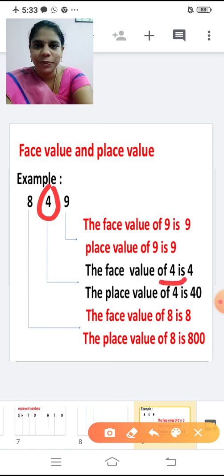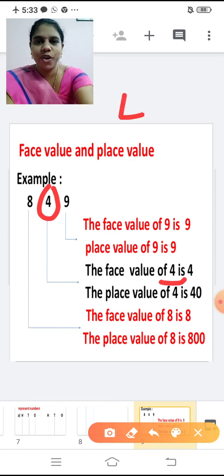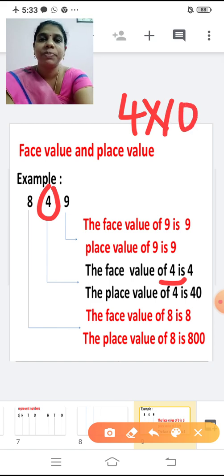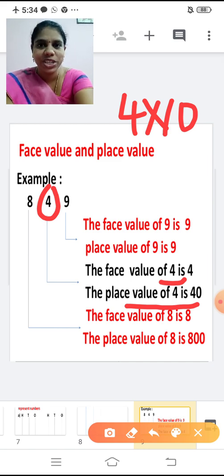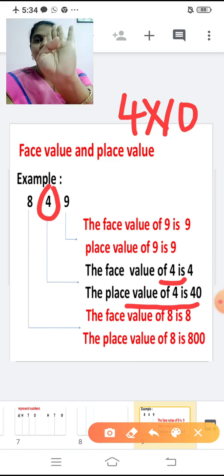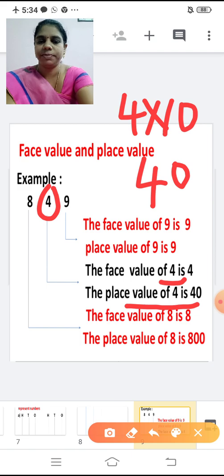What is the place value? It is in which place? It is in tens place. So that means place value of 4 is 4 into 10. It is in tens place. 4 tens. That means 4 into 10. 4 tens are 40. So the place value is 40. The place value of 4 is 4 tens. 4 into 10, 40. So face value of 4 is 4. Place value of 4 is 40.